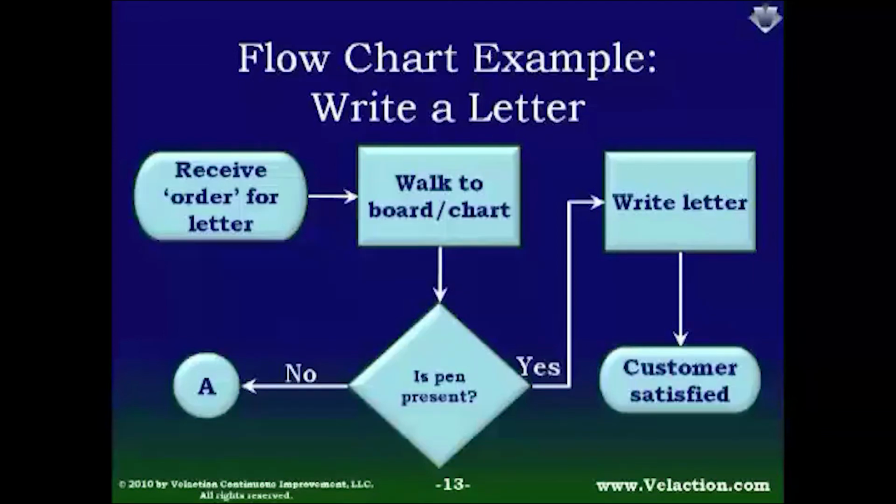So that would be done on an off-page piece, but you can still see the flow and how people move around. And you can see a good opportunity to actually track data. How often does a person get to the board and not have a pen present? And then is there something we can do to improve that, to reduce that as a problem so we can get that decision block out of there? If we're at 100%, we don't need a decision block anymore. And that's how you start using this to refine processes. So that's a great opportunity for improvement here.